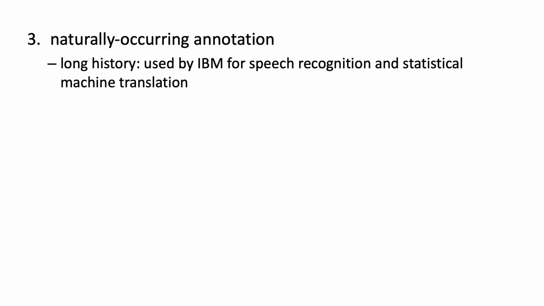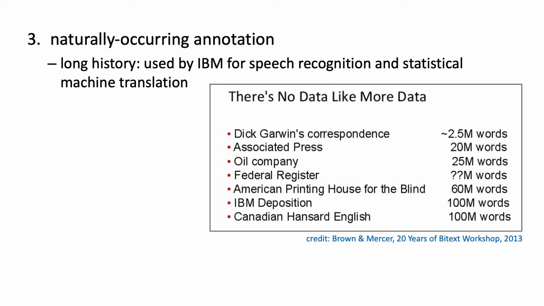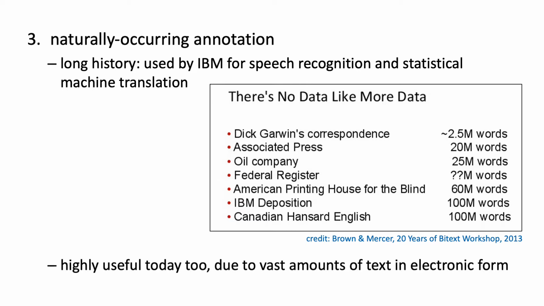The third category is to find annotations that appear naturally, say on the web. This sort of data was key to the statistical NLP revolution, exemplified by work happening at IBM in the late 80s. This is a slide that shows how IBM researchers were viewing data. The phrase, "there's no data like more data," captured how they kept finding better results by adding more and more data, even if the domain of the text that was available didn't always match what they were looking for. And today, this type of data is as important as it ever has been, due to the vast and growing amounts of text in electronic form.